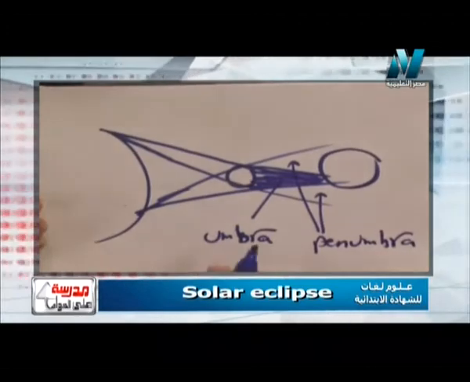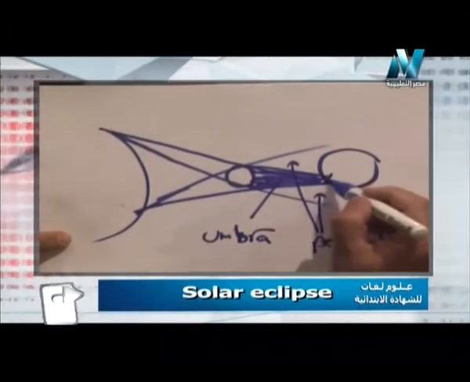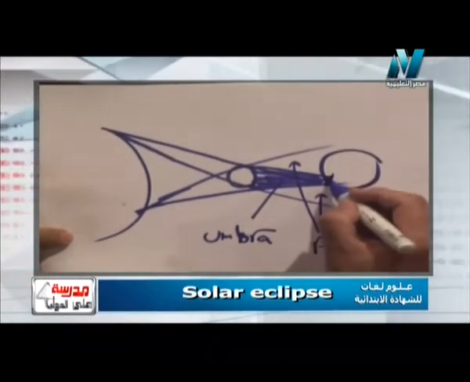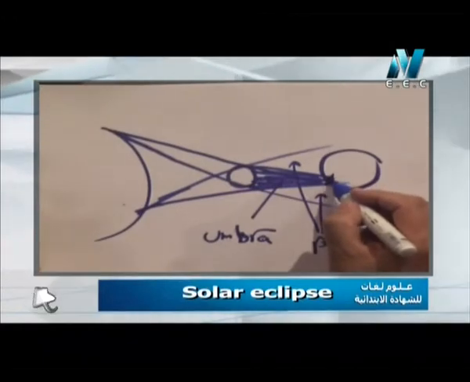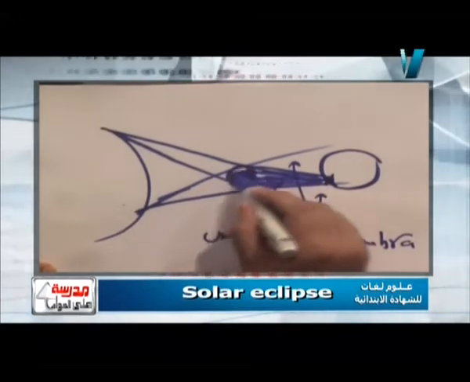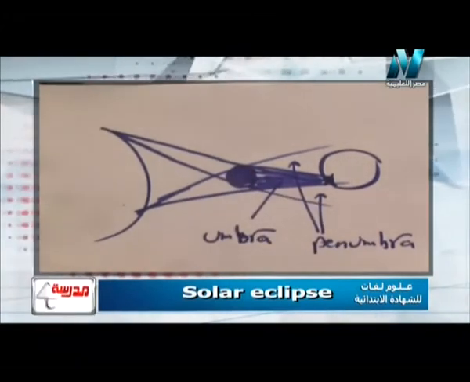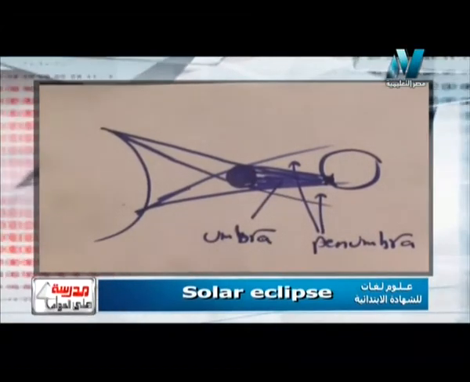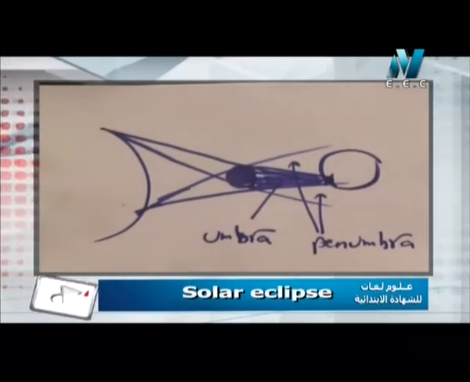Okay, penumbra. So what happens if there is a person here? If a person is standing on the earth in this place, he will not see anything of the sun. Why? Because the moon blocks all the sunlight. So we will call it total solar eclipse.